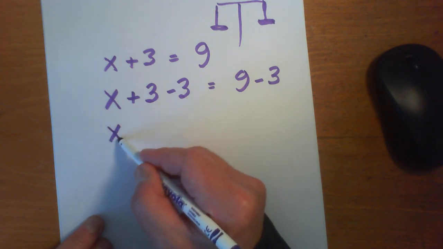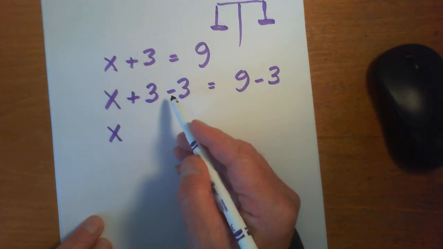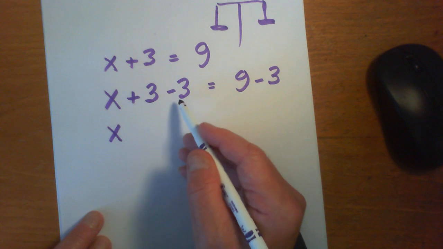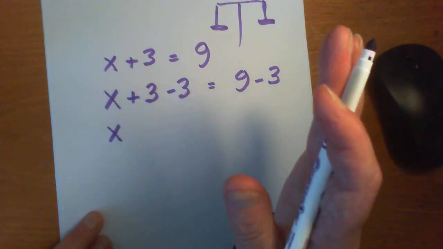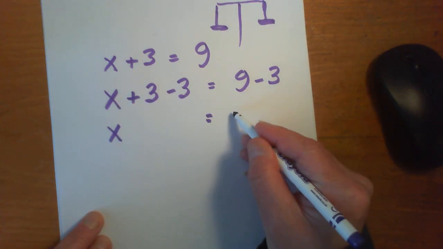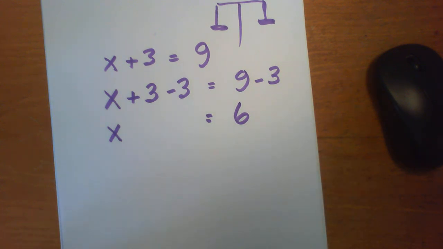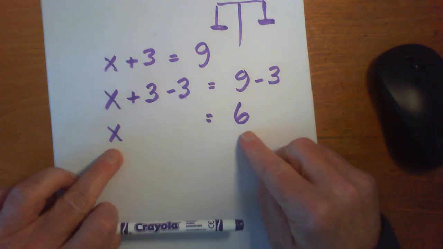X stays as it is. 3 times 3, sorry, not 3 times 3. 3 minus 3 is 0, so I can just leave that out. 9 minus 3 is 6. And that's your answer. I've got x equals 6.